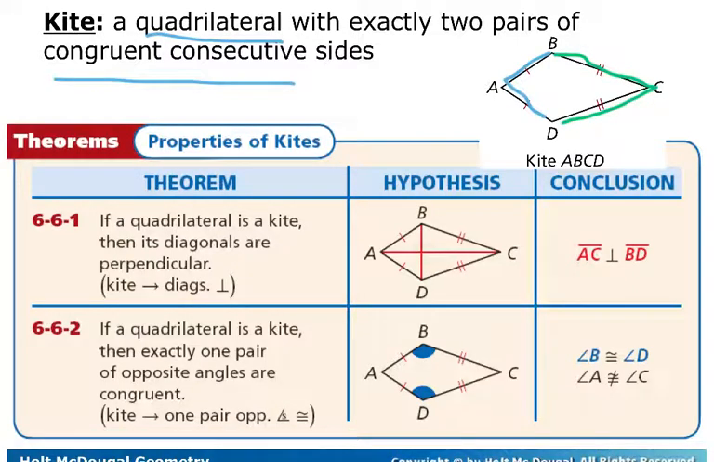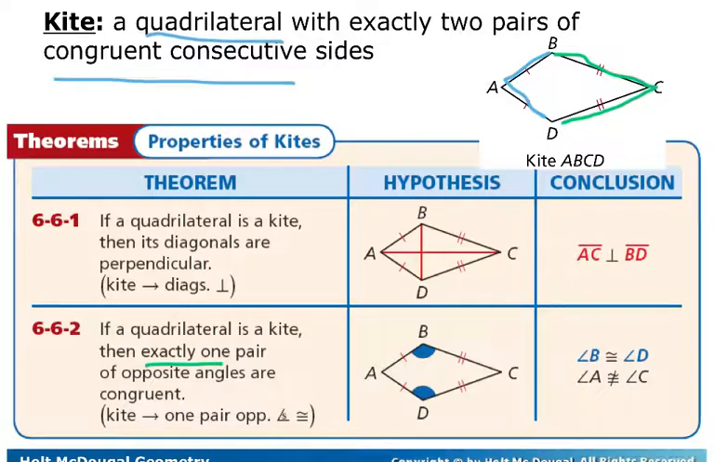Alright, so we've got a few ideas of what happens when it's a kite then. If a quadrilateral is a kite, then its diagonals are perpendicular. It happens just like a rhombus, but in this case we're talking about a kite. And then the next one is, if a quadrilateral is a kite, then exactly one pair of opposite angles are congruent. So again, just like a parallelogram, opposite angles are congruent, but this is just one pair of opposite angles.